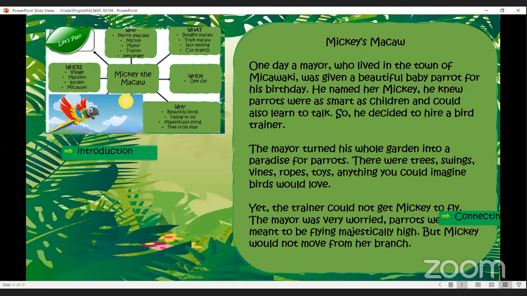So now we have our introduction, we have our connecting words. Do you guys find my connecting words in the story? Did you find my connecting words? What connecting words, what conjunctions did I use? What conjunctions did I use? But, very good. Okay, majestically is an adjective. Okay, so it won't join words. And, okay, good. Very good, okay. So, right, what else do I have?